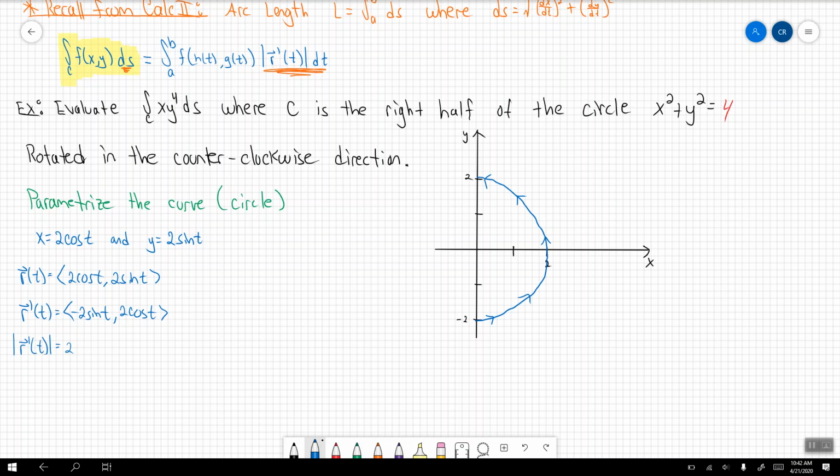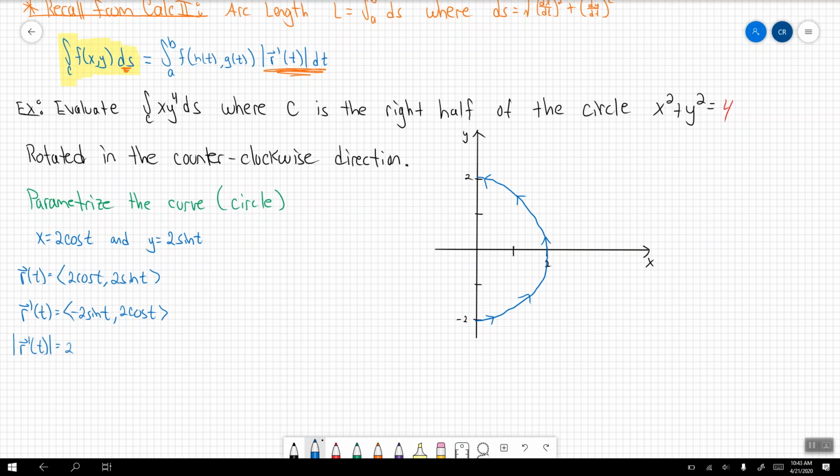And again, when you square this individual piece, you get 4 sine squared t. Square this piece, you get 4 cosine squared t. Add them together, and you should be able to factor out a 4. Then you have sine squared plus cosine squared multiplying that, and that's just 1 because of the Pythagorean identity. Square root of 4 is just 2. So there we are. All right, awesome. It's looking really good so far. Now we have this dt, we have this magnitude of the derivative. All I need to do now is make my substitutions.